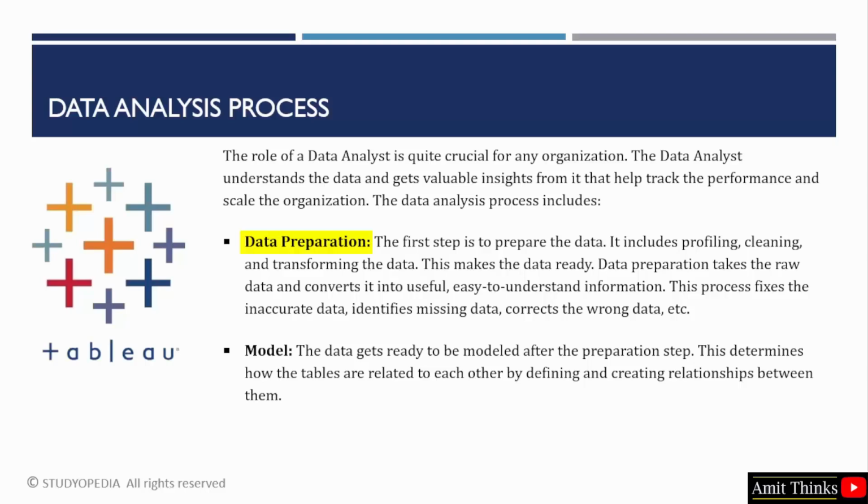The first step is data preparation. It means cleaning the data, removing the duplicates, transforming the data, fixing the missing values so that the data is ready, so that the data is prepared. The data preparation step takes the raw data and converts it into useful and easy to understand information. That also includes fixing the wrong data.